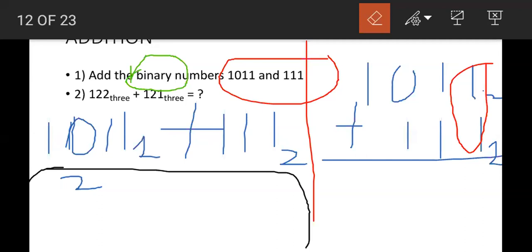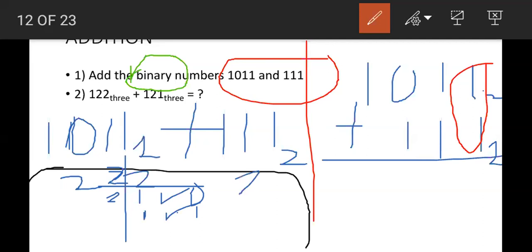When you add 1 + 1, it gives us 2. So you now convert it to base 2. When you convert 2 to base 2, you say 2 divided by 2 is 1, remainder 0. Then 1 divided by 2 is 0, remainder 1. I will not write it out like this for you again. I will just say 2 divided by 2 gives 1, remainder 0, so I have 10.